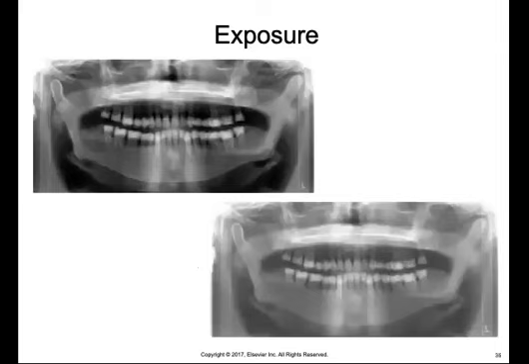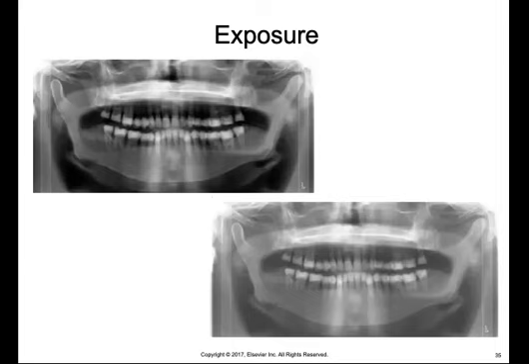Here we have some examples of exposure problems. On the top upper left screen, we see an example of an overexposed panoramic image. Here we can see lots of dark lines or dark shaded areas. It almost blocks out the middle of these teeth here. It has good contrast because it has lots of exposure, but that overexposure can lead to problems with diagnosing lesions in the bone or other things like that.